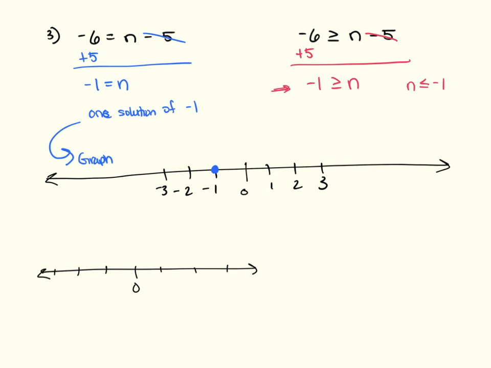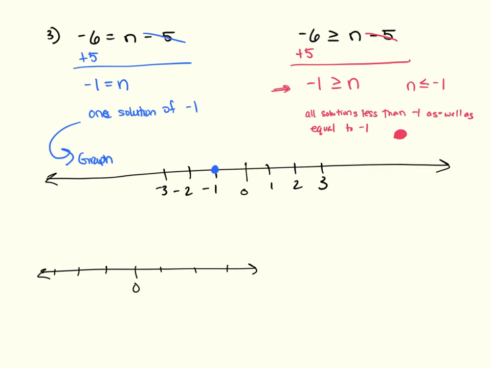So this represents all solutions less than -1 as well as equal to -1. So this is going to make a difference in our graphing just with, remember, open circle just for less than or greater than, but a closed circle because it can be equal to it.